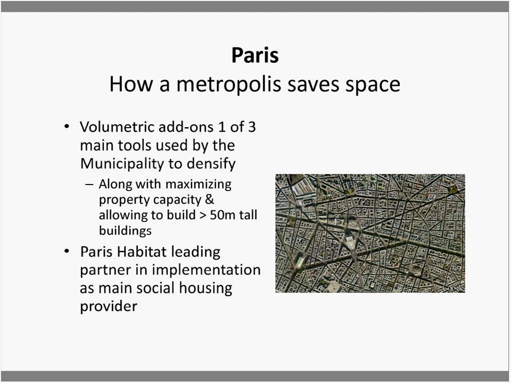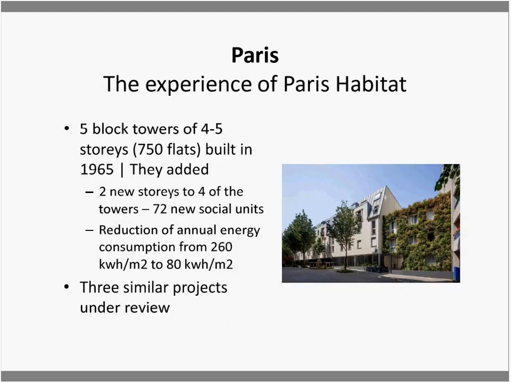That's along with the amount of smaller buildings which can be built and the maximum use of existing property. So they're leading on that, and there are some successful examples there, but they also stress, as in Sweden, the importance of working with residents. Some of the examples have already been completed. Five tower blocks of 4 to 5 stories, 750 flats, also built in the 60s. They've added 2 stories to 4 of the towers, which resulted in an additional 72 new social housing units. And significantly, in the spirit of the project in reducing the carbon footprint, consumption has gone from 260 kilowatt hours per square meter down to 80.